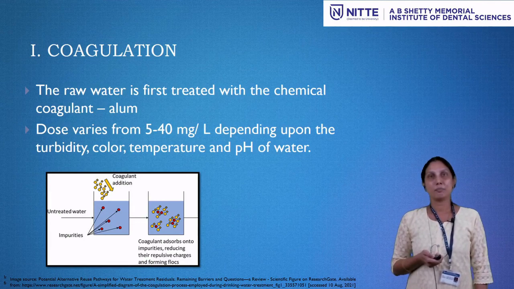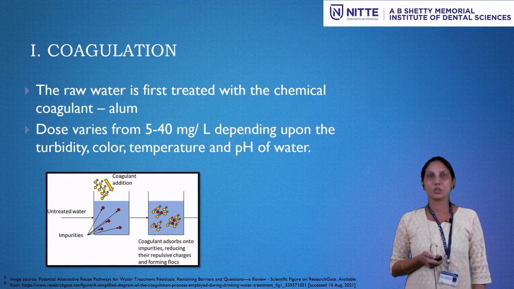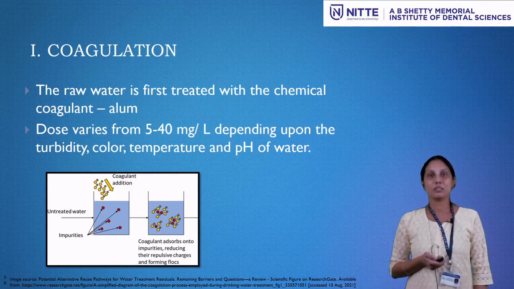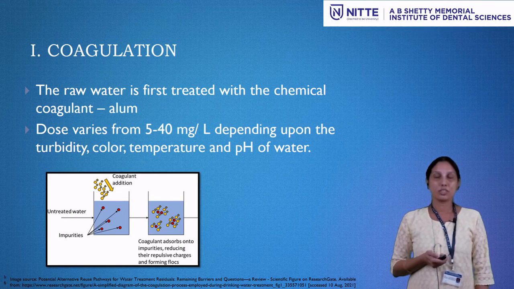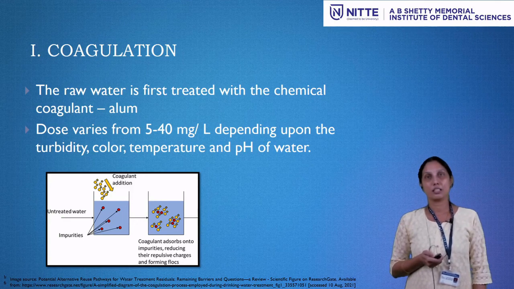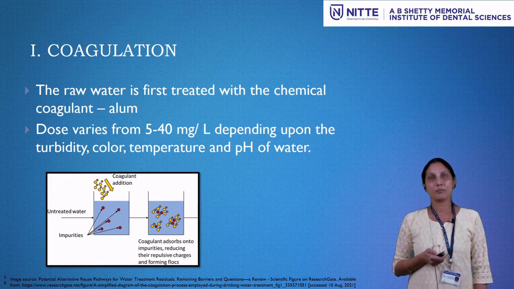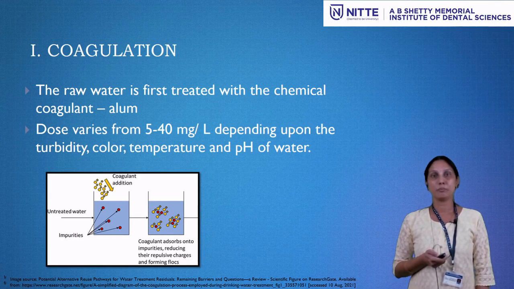The first step in rapid sand filtration is coagulation. Here, the raw water is treated by the addition of a chemical coagulant such as alum. Now, the dosage of alum varies depending on the turbidity, the color, the temperature and the pH of water. The dose may vary from 5 mg to 40 mg of alum per liter.